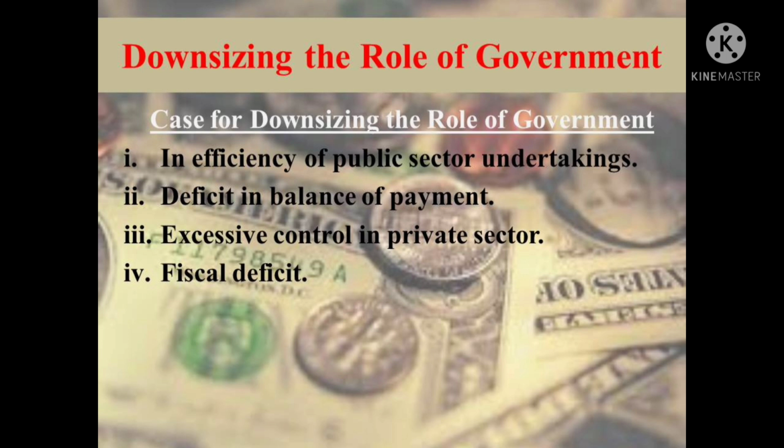Point number 2 is deficit in balance of payment. There was a huge deficit in balance of payment due to sharp rise in imports and slow growth of exports. Point number 3, excessive control in private sector. The industrial licensing and control on trade and industry had hampered the growth of the private sector. Industrial liberalization therefore had become necessary. Point number 4, fiscal deficit. The necessity of reducing fiscal deficit through cuts in government expenditure by reducing subsidies was felt.